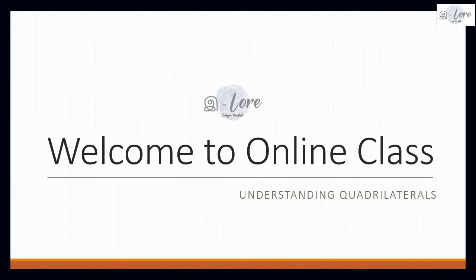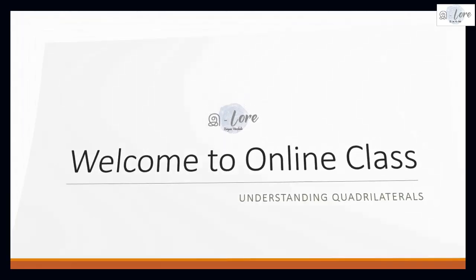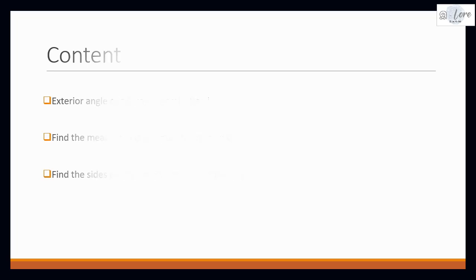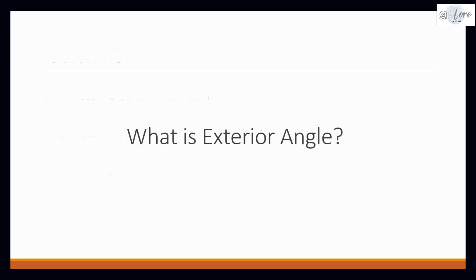So, last class we discussed the concept of understanding quadrilaterals. It is a continuation of understanding quadrilaterals. Today's content is the exterior angle of a quadrilateral proof, finding the measure of each exterior angle by sides, and finding the sides of a regular polygon by exterior angle. These are the three topics we are going to discuss.